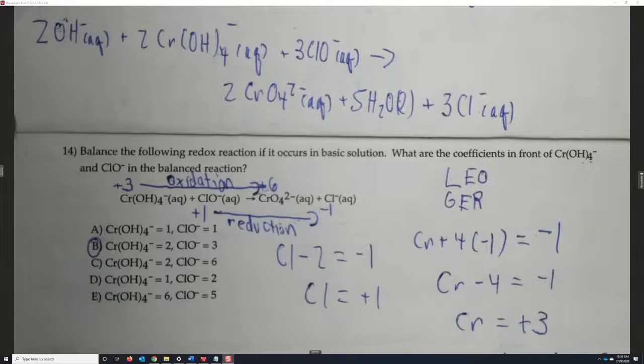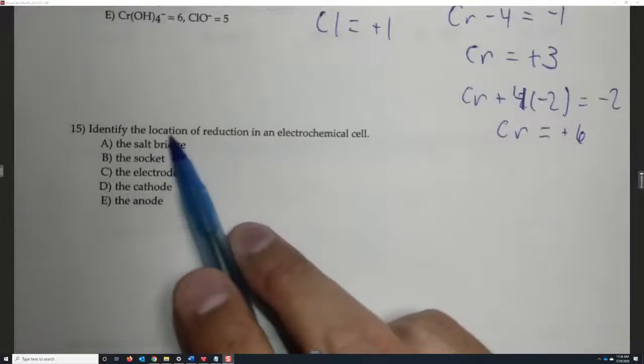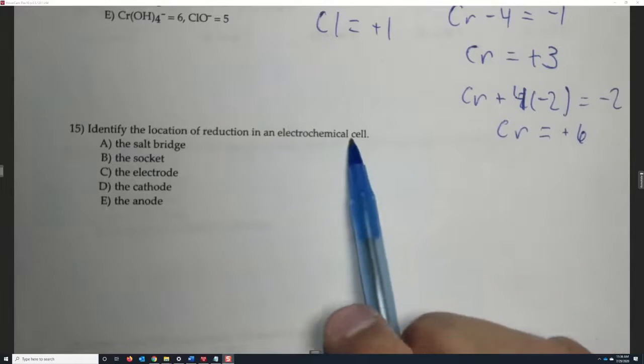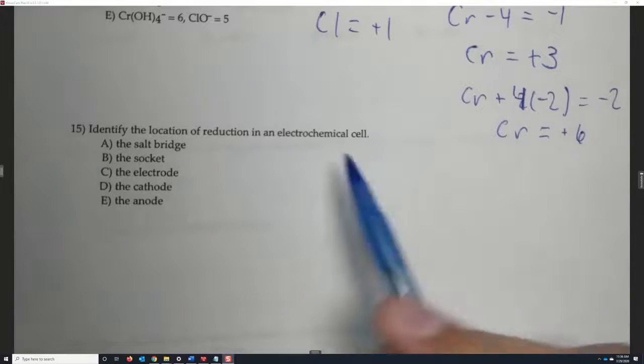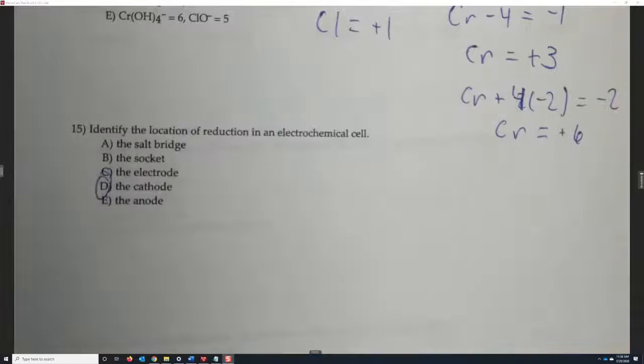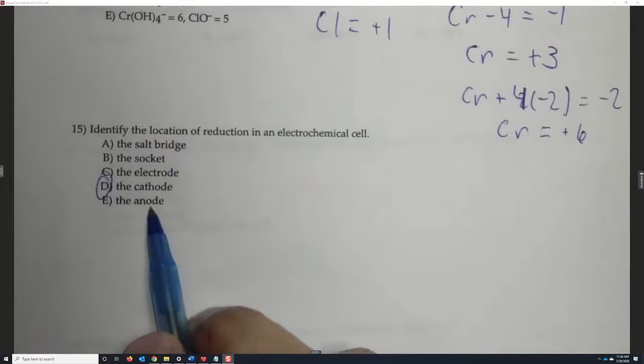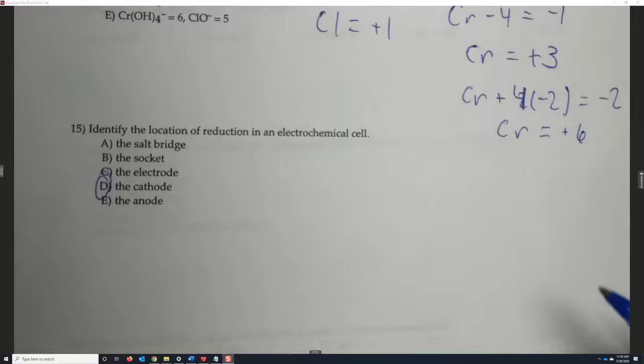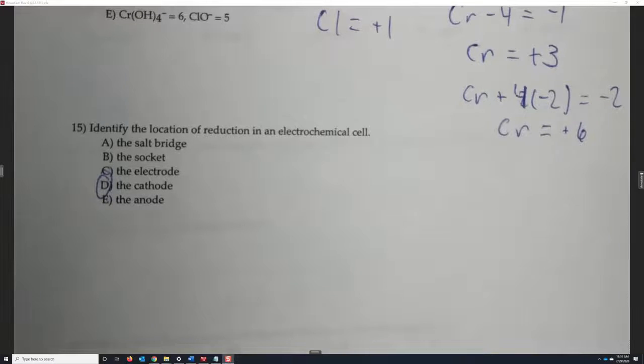Okay. All right, number 15 says, identify the location of reduction in an electrochemical cell. Well, reduction occurs at the cathode, and oxidation occurs at the anode. Probably something you just have to memorize or be familiar with.